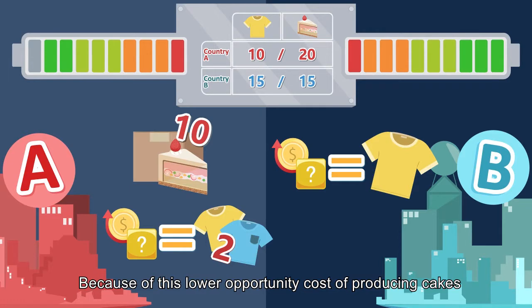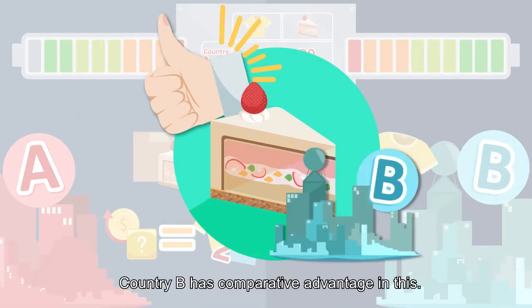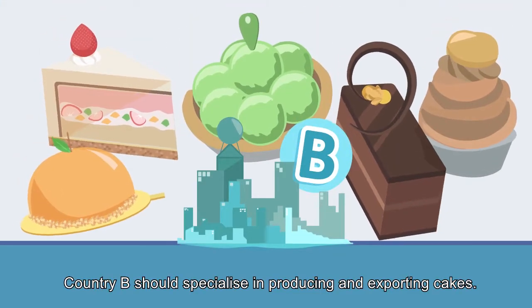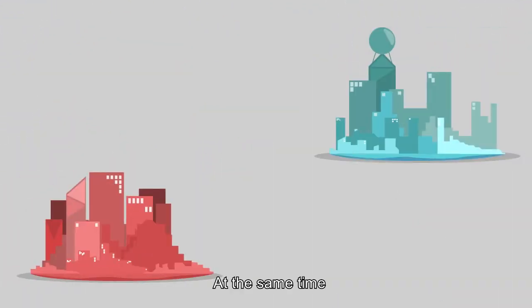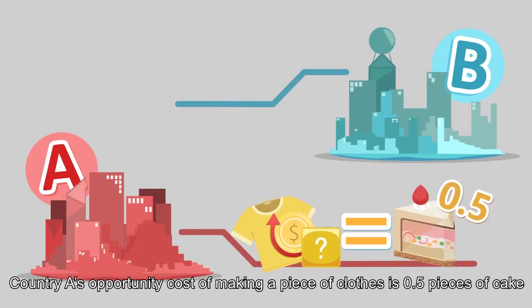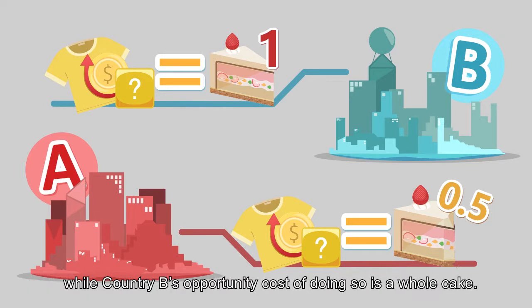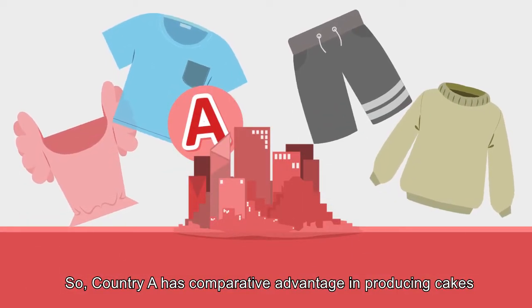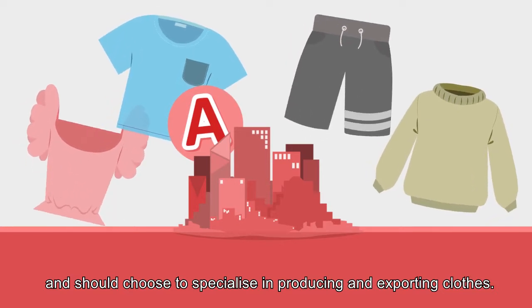Because of this lower opportunity cost of producing cake, country B has comparative advantage in this. According to the principle of comparative advantage, country B should specialize in producing and exporting cakes. At the same time, country A's opportunity cost of making a piece of clothes is 0.5 pieces of cake, while country B's opportunity cost of doing so is a whole cake. So country A has comparative advantage in producing clothes and should choose to specialize in producing and exporting clothes.